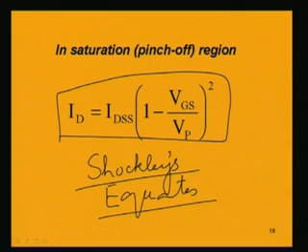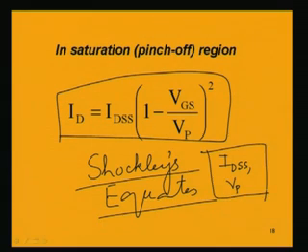Now, here this IDSS and VP, these two are important parameters for the particular JFET device under use. That means, if we are using a JFET device, we must know what is the value of the pinch off voltage and the IDSS current. So, these will be generally given in the data sheet. Whatever JFET device you are using will be having the values of the pinch off voltage and the IDSS written in the data sheet. So, these two are known for a particular JFET device which we are using.